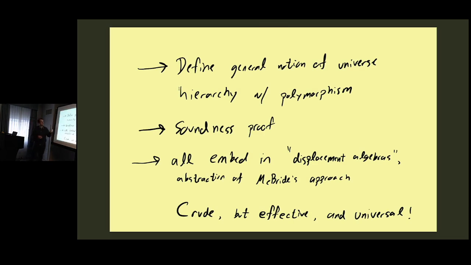So the way that they show this is they develop a very general notion of universe hierarchy, and they show all of them are sound. And they show that all of these embed into what they call displacement algebras, which is an abstraction of this crude but effective method. So it's crude but effective and also universal.